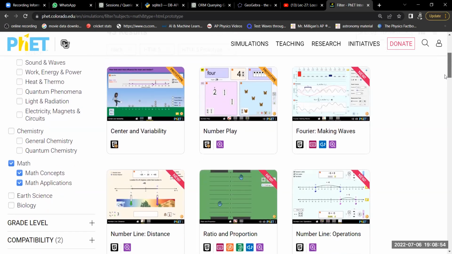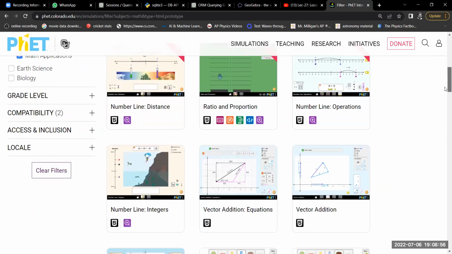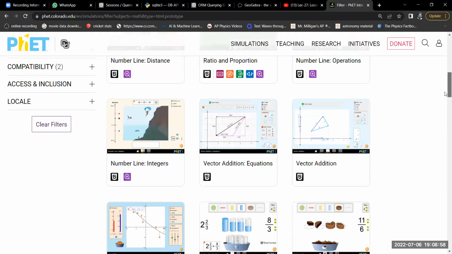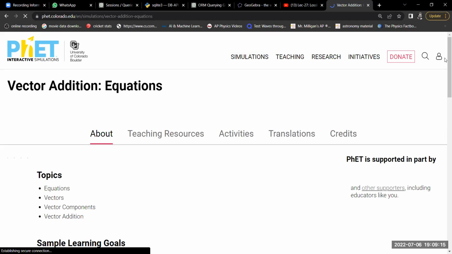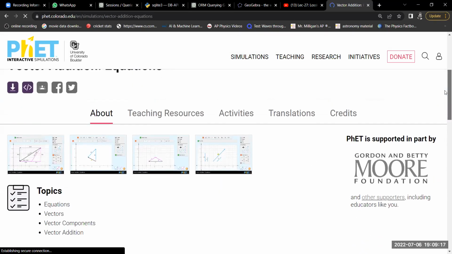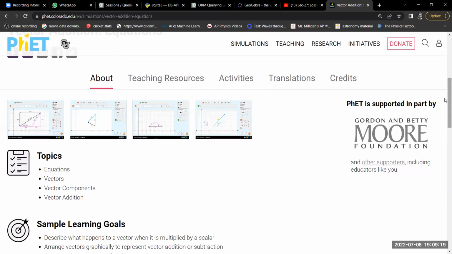Center and variability, number plane, number line, distance, proportion. Vector addition, nice. See, which one will we do? We'll do the vector equation or vector addition. Okay, let's start with the equation. Vector equation. Fine. So we'll go to vector equation. It's really nice. Okay, we'll do the equation first.